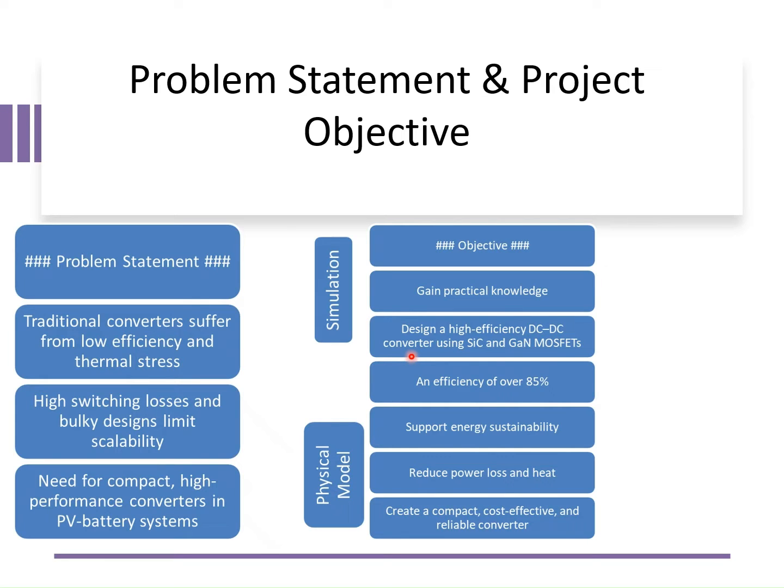For simulation, we want to design high-efficiency DC-DC converter by using the SiC and GaN MOSFETs in order to raise the efficiency of the converter to more than 85% in order to support the overall of sustainable energy. So for our physical model, we want to build a model that reduces the power loss.